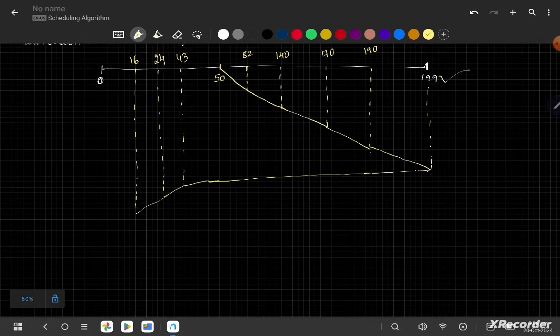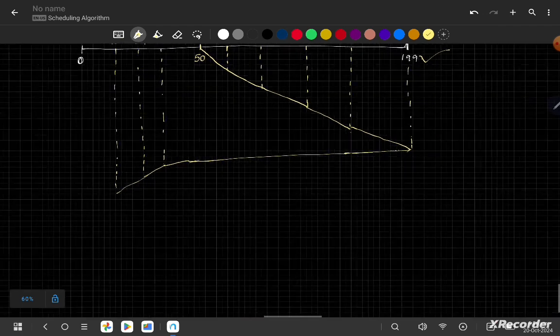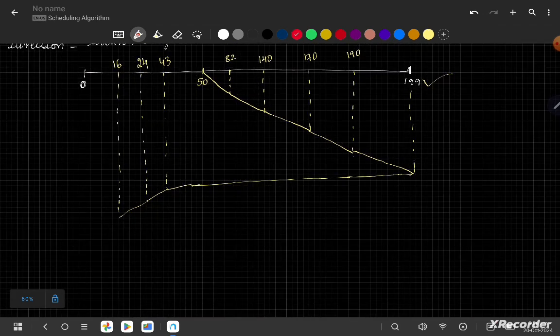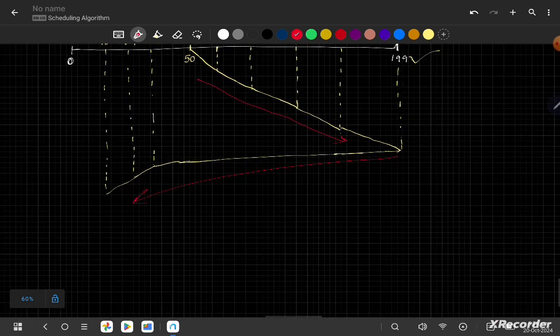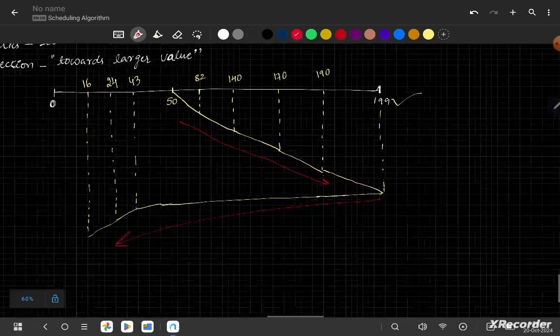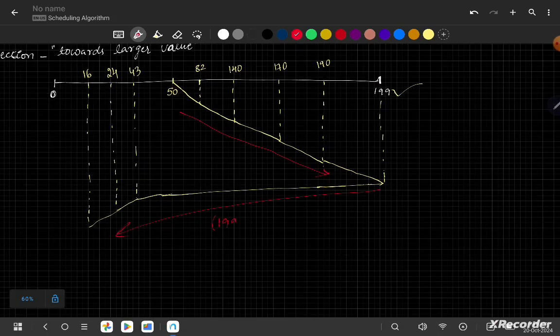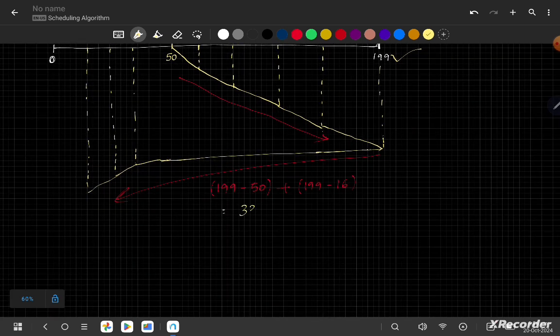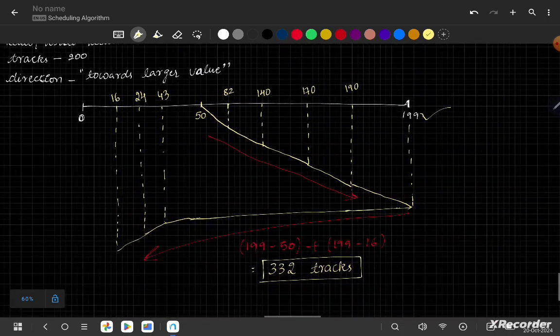We have to find out the total number of tracks, right? How do we find the total number of tracks? We have to see the direction here. There are only two directions, one is this and the other one is this. So the answer would be 199 minus 50 plus 199 minus 16. It will be 332 tracks. So this is your scan algorithm.